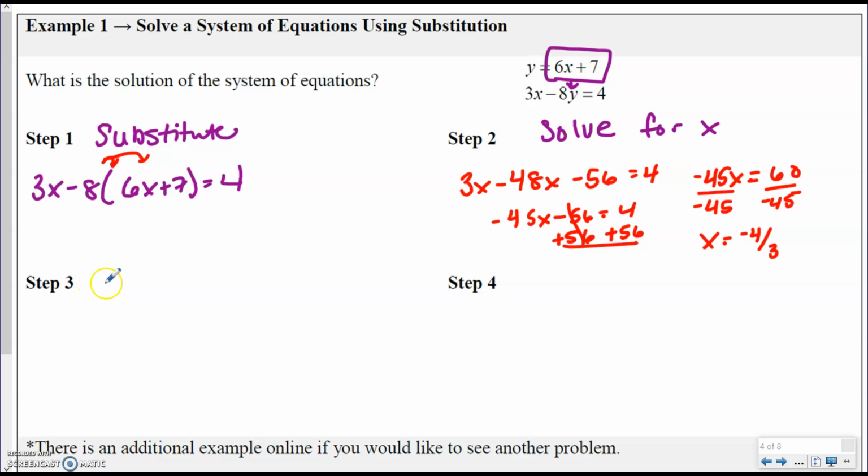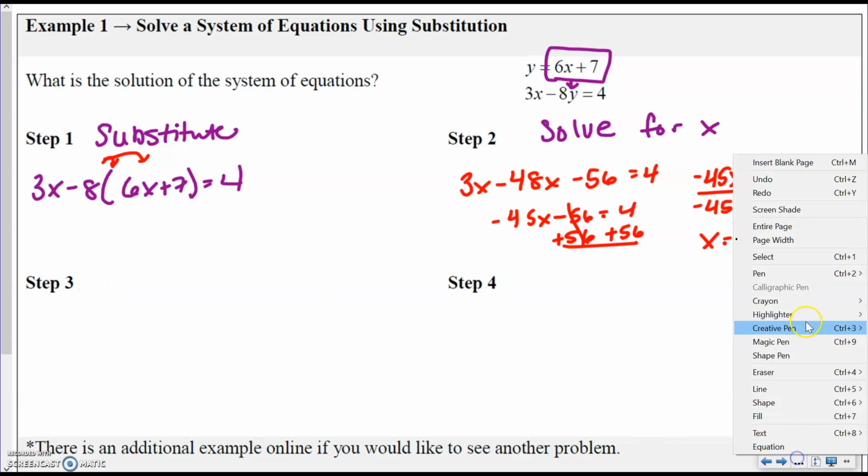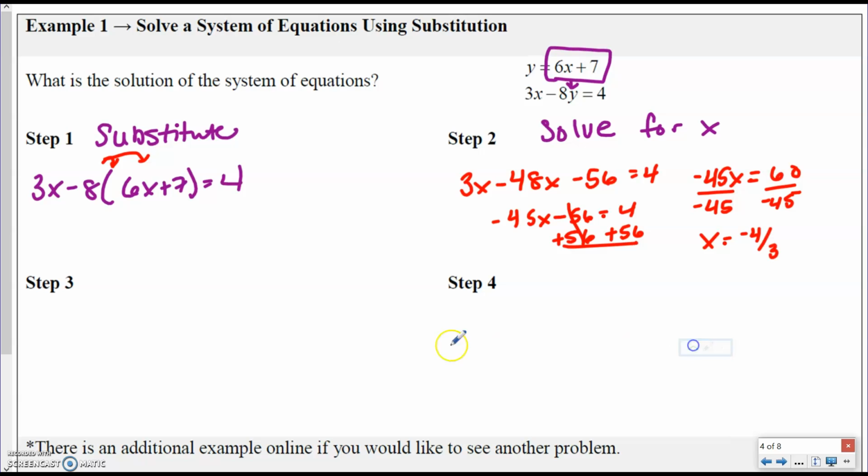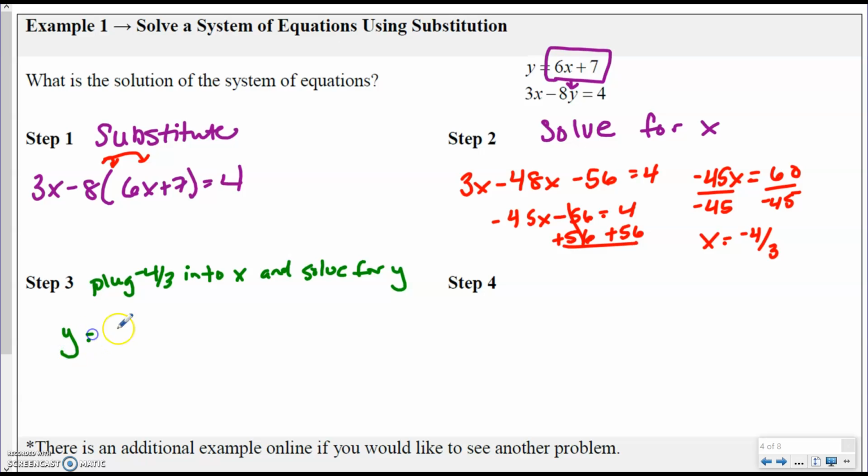So next, step 3 is to plug our answer for x in and solve for y. It doesn't matter which equation you start with. I'm actually going to start with the first one because it's in an easier form for me to deal with. So 6 times negative 4/3 gives you negative 8. If you're not sure how to type that in your calculator, please let me know. So then I get negative 8 plus 7, which is negative 1.